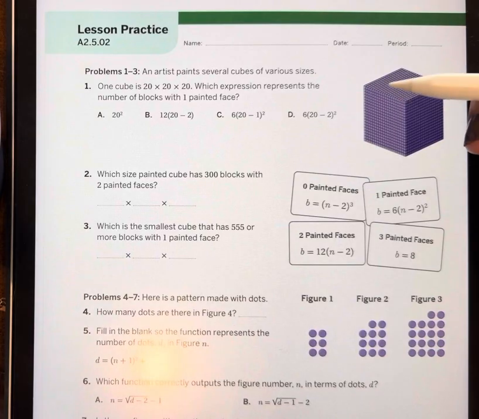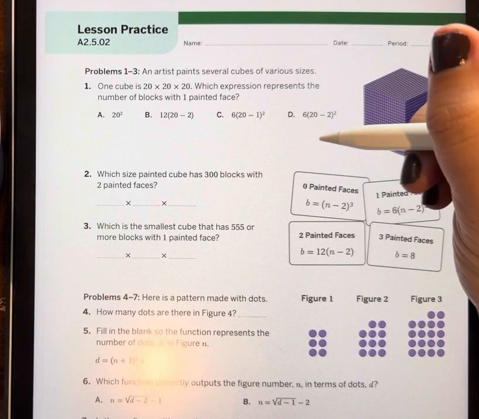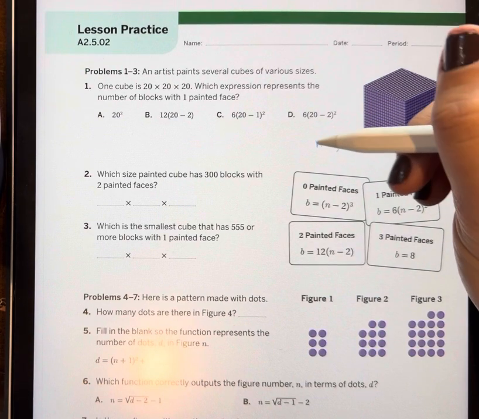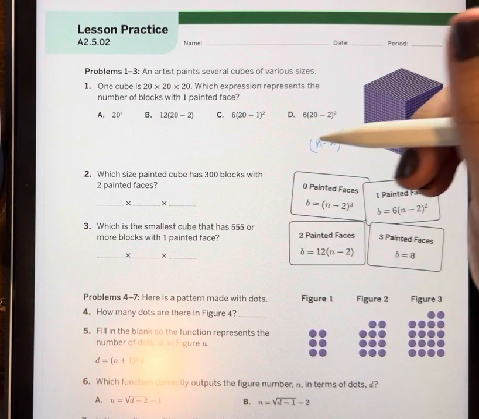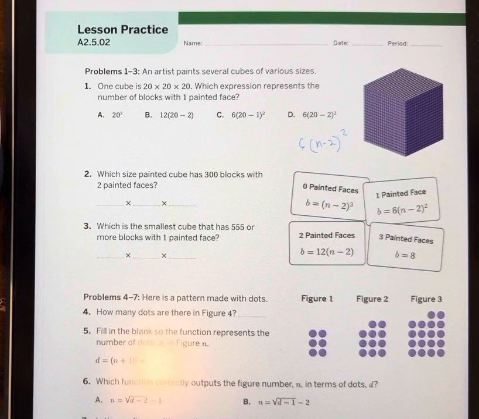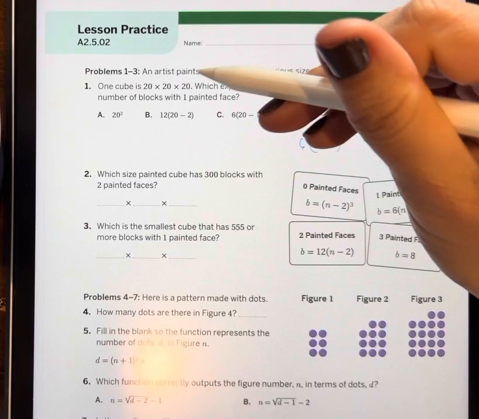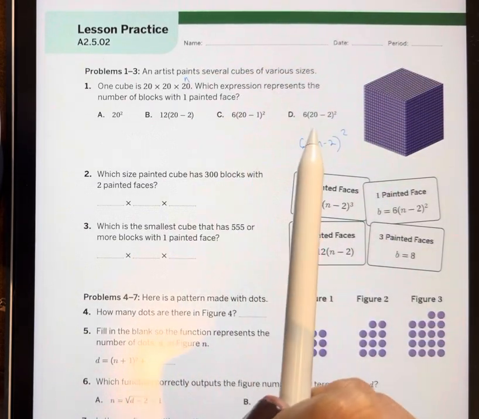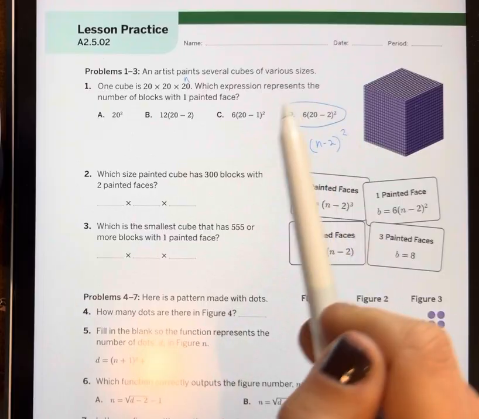Okay, so the ones with one painted face were these guys, where it was just n-2, but it was a square of them, so I expect it to be squared, and then it was on 6 faces. So that was the formula. And if we're going to let n be 20 in this case, then it's looking like that one.